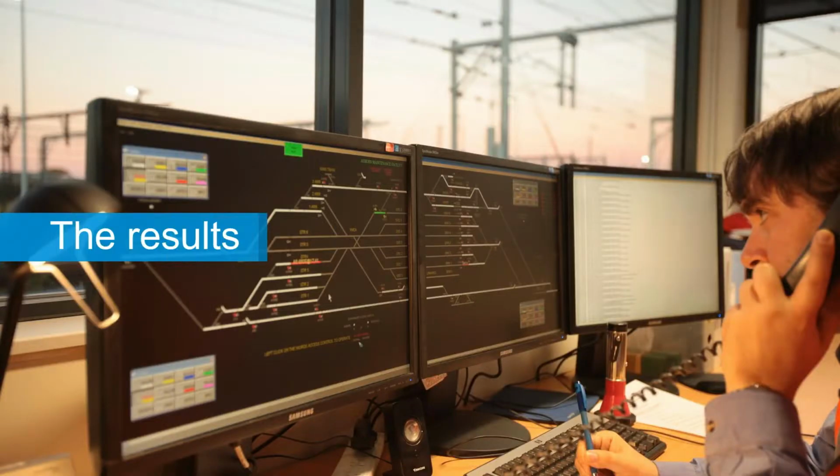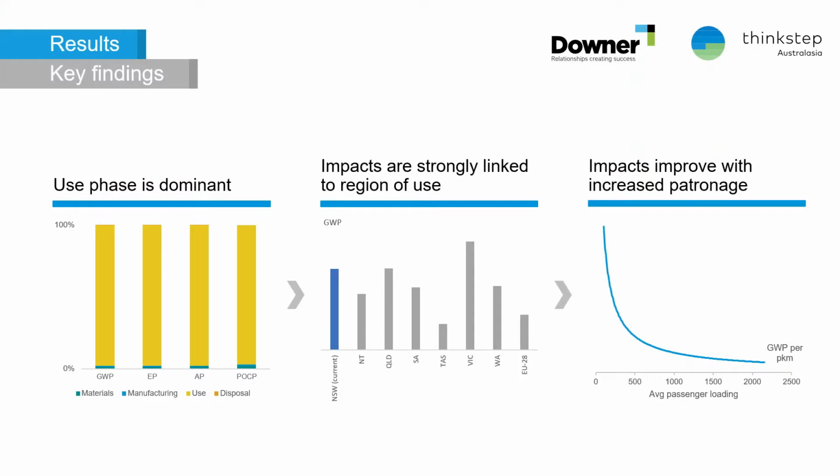And so when we come to, what does this all mean? What are the results? What you can see and what we kind of expected from the outset is that the use phase is dominant. So you can see four different environmental impacts there. GWP is global warming potential or carbon footprint. EP is eutrophication potential. AP is acidification potential, and POCP is the very sexy photochemical ozone creation potential. It's summer smog. So it's basically carbon, it's nutrient loading in algal blooms and waterways, it's acid rain, it's summer smog. Those are the four indicators there.